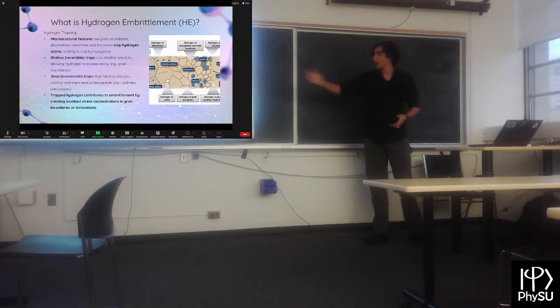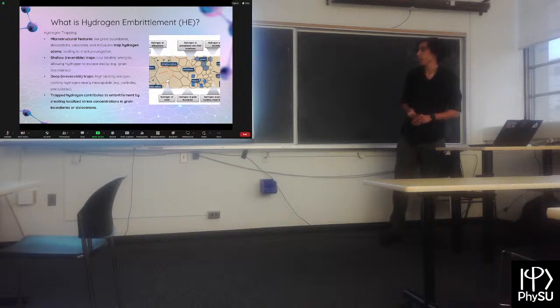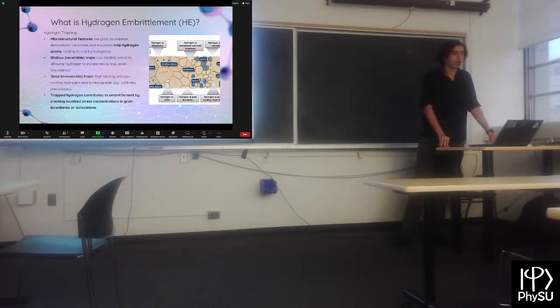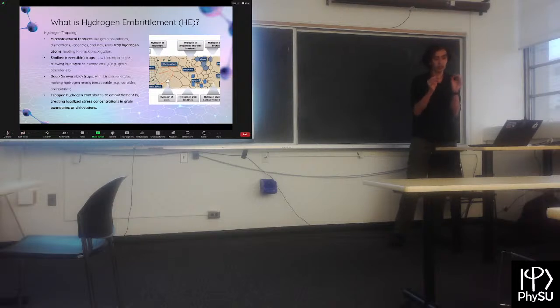And so trapped hydrogen contributes to embrittlement by creating localized stress concentrations in grain boundaries or dislocations. So certain points within the metal have a lot of stress, and hydrogen migrates to these high-stress regions and does damage in the process.